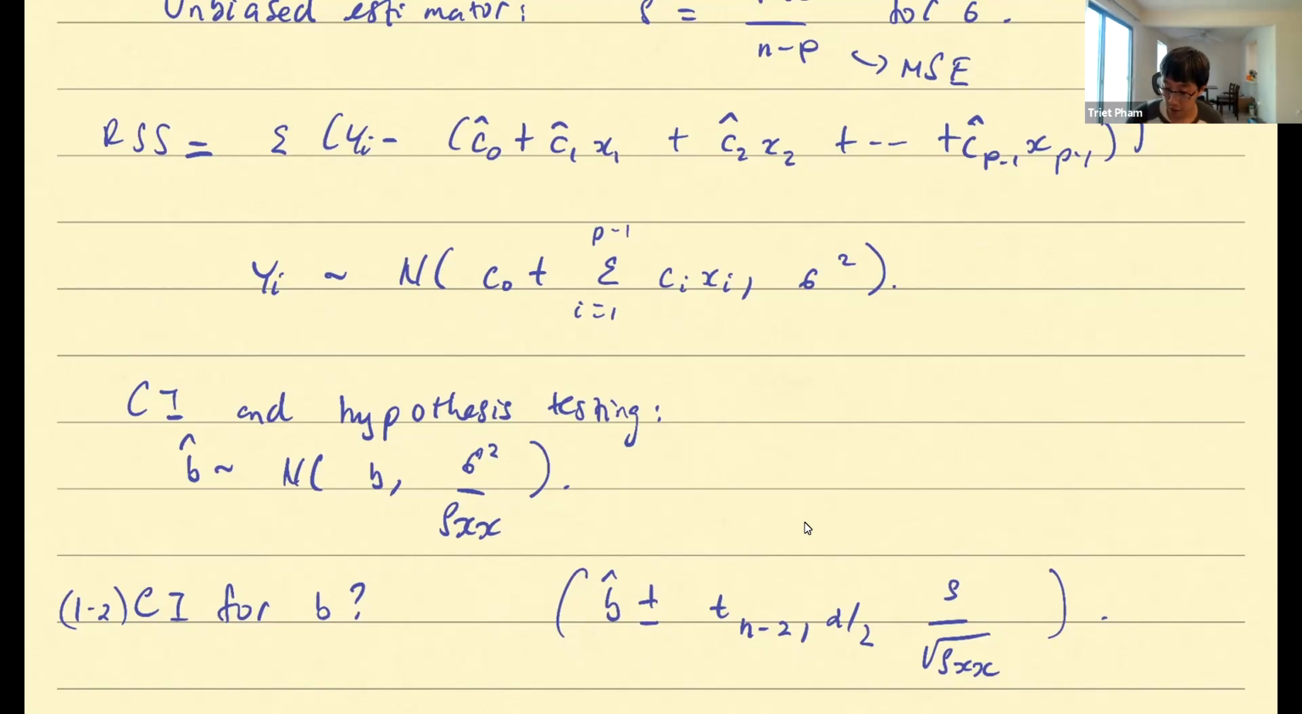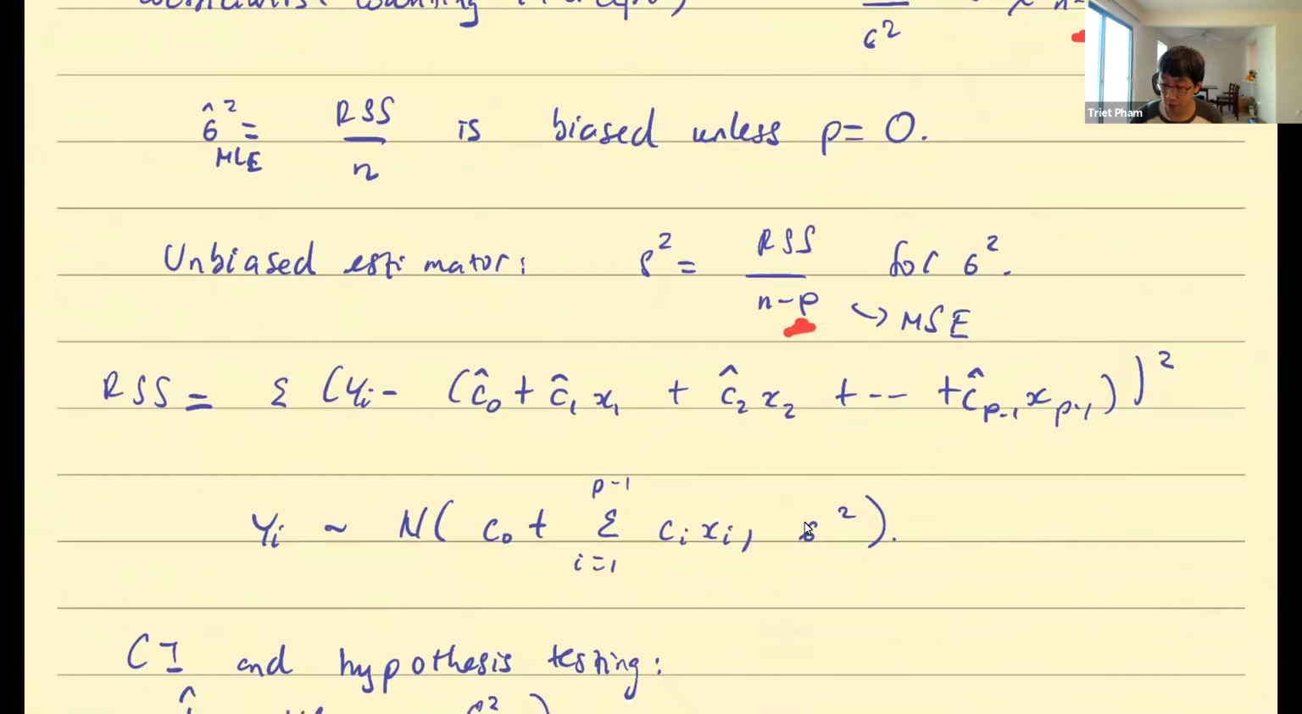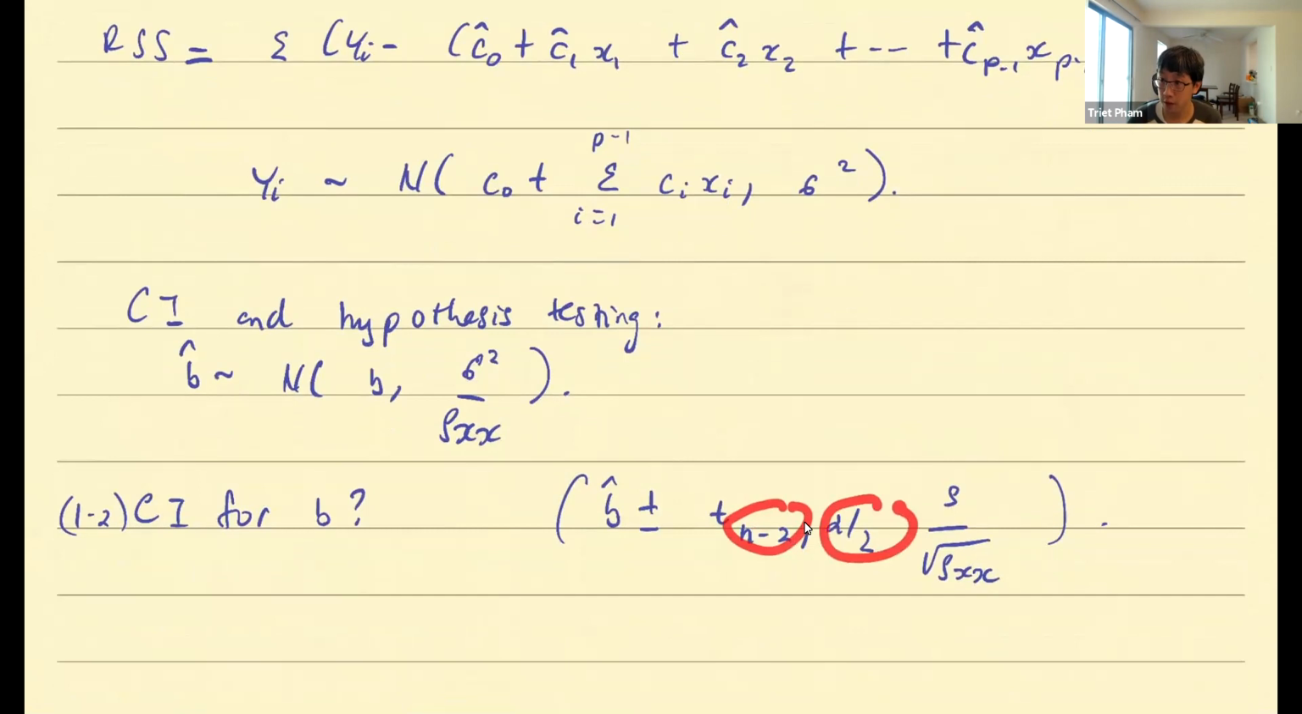And you see, it's quite intuitive, right? Why do I know this? Because you must start at B hat. Why the t? Because I have to estimate the sigma squared. Why n minus 2? Because I lose 2 degrees of freedom. Alpha over 2 is the confidence level. The S stands for sigma, and the square root is there because I use the standard deviation.